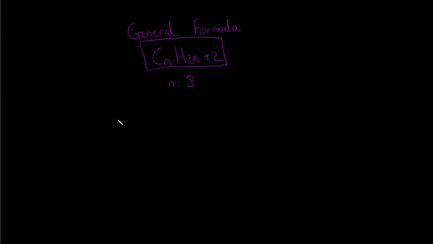So let's get our molecular formula or chemical formula using the general formula. We can say it's C8, just replacing the n with 8, H2n, or 2 times 8, plus 2. And if we finish that, we've got C8H18.